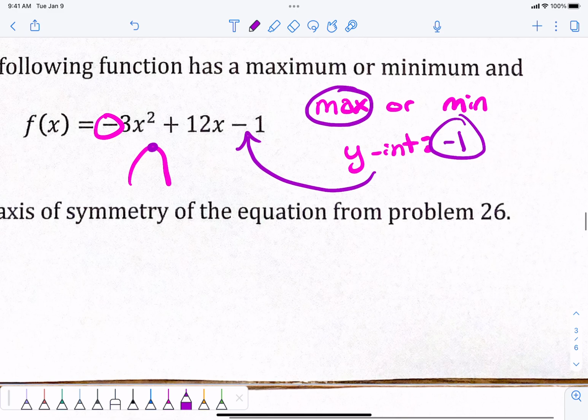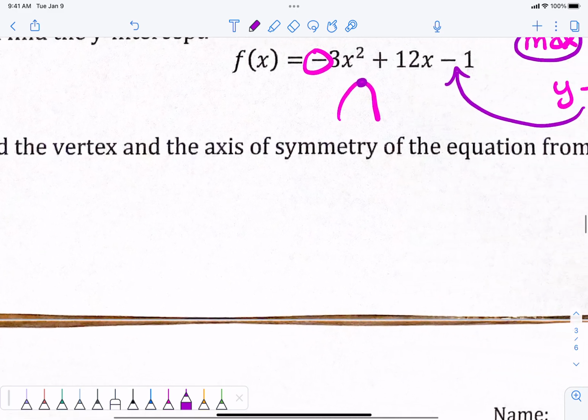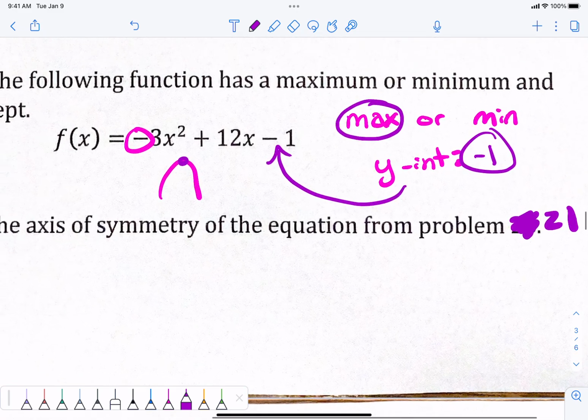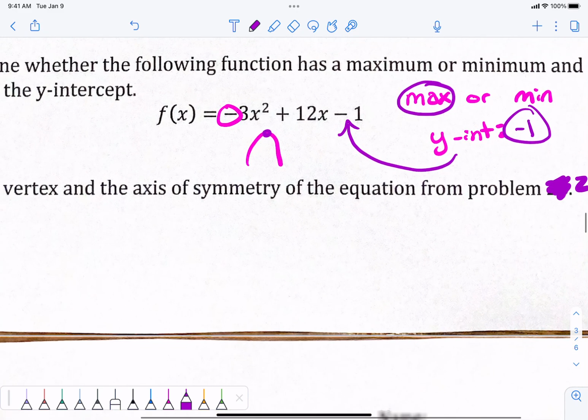Now, I do have typos in these next 2 problems. It says find the vertex and axis of symmetry for problem 21. So fix that. It's not problem 26. When I copied and pasted this, it didn't change for some reason. So that should be 21, 22. We'll get to that, okay?